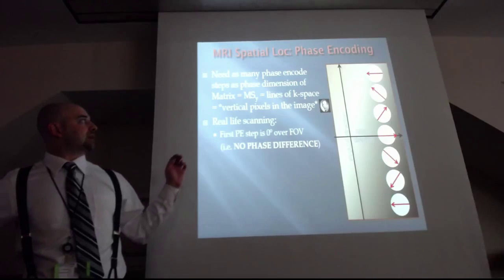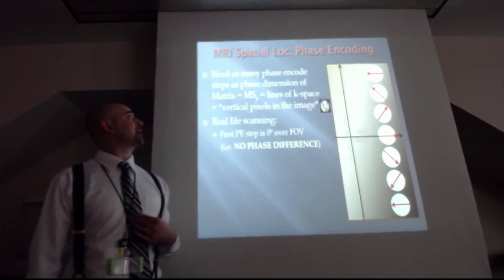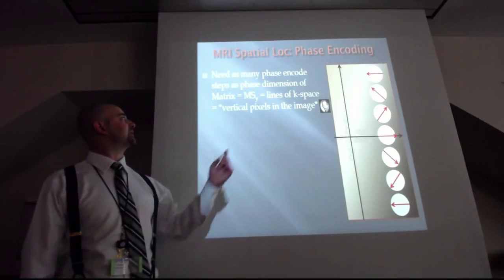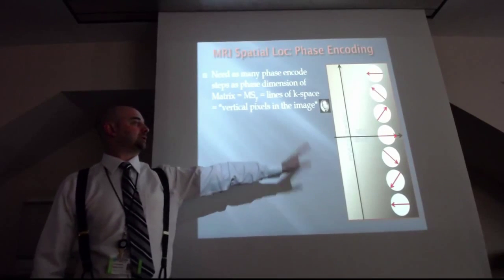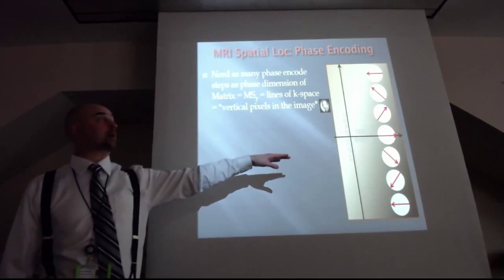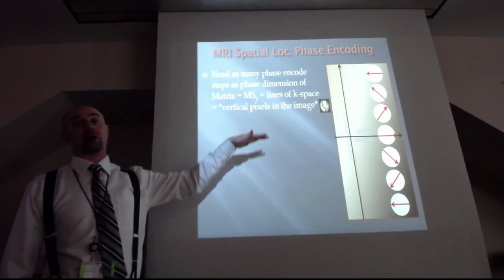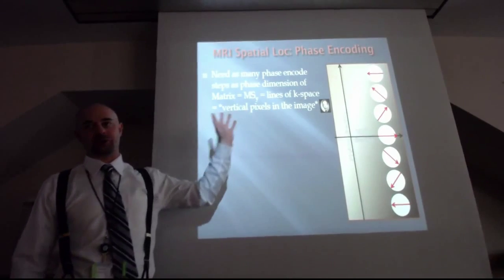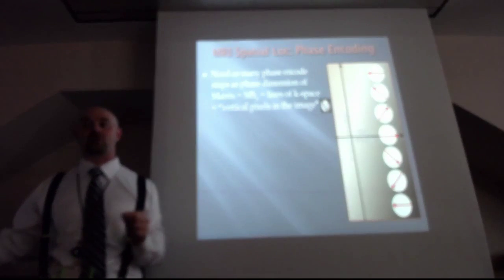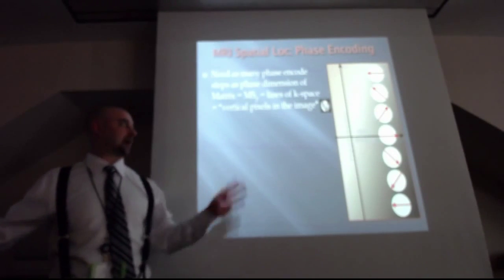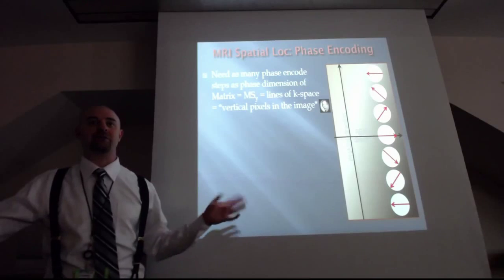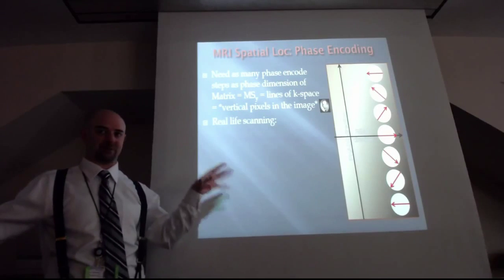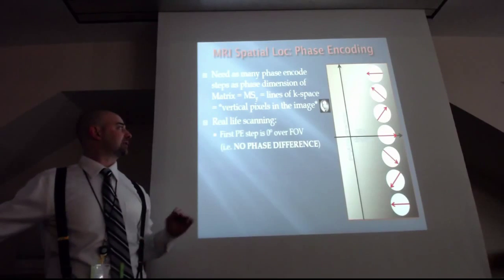Now, again, we need as many phase encoding steps as there are lines of K-space, which is the same as the matrix size in the y direction, which is kind of the number of vertical pixels in the image. This, again, is a partial lie because you can have rectangular matrices and all sorts of stuff that mess that up. But just for now, we'll say that.